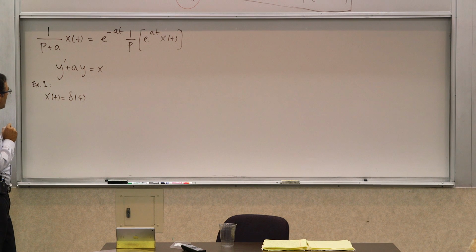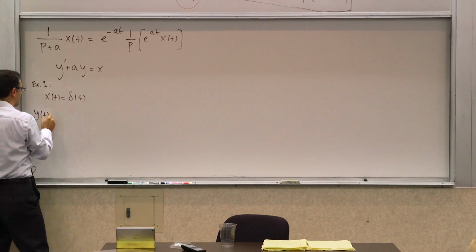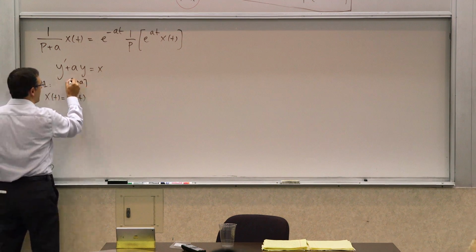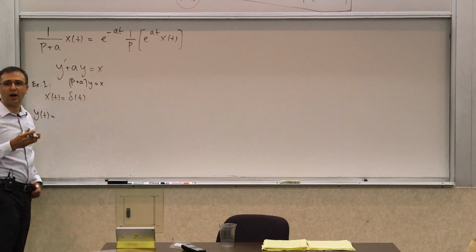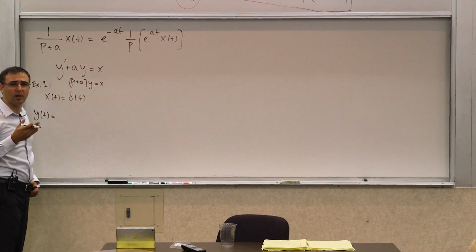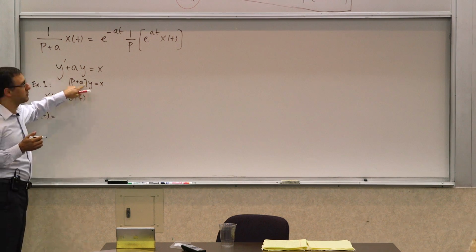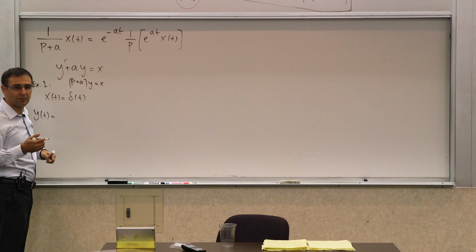Okay. What do we need to do? What is y of t? So we are trying to find y of t, right? Remember, here we basically have written p plus a of y equals x. These two are the same thing. So if I want to find y, what do I have to do? Apply the inverse of this operator, which we showed as 1 over p plus a. This is the symbol for the inverse of that. And apply it to x, where it's a delta of t.